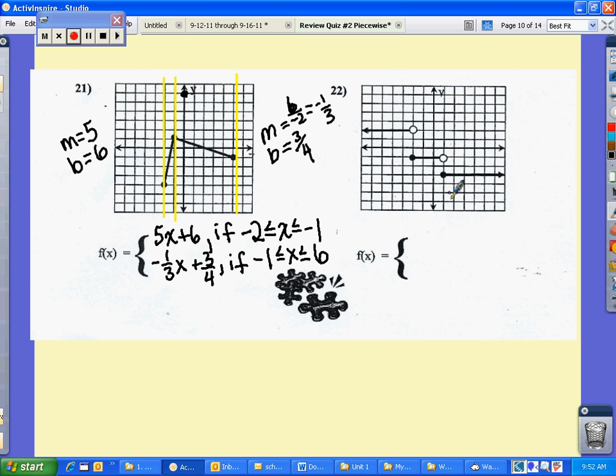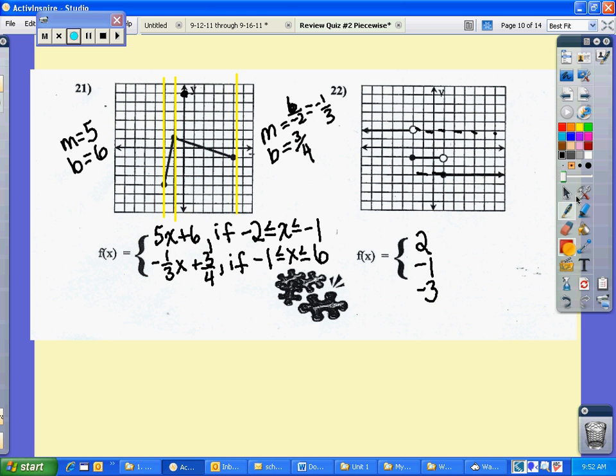Last one is a step function. These are all horizontal lines, so you really just need to look and see where they go through the y-axis. So this first piece goes through the y-axis at 2, so you're just going to write a 2. Your second one goes through the y-axis at -1, so you're just going to write a -1. And the third one goes through the y-axis at, let's see, that's 1, 2, -3. And now you're going to write the intervals.